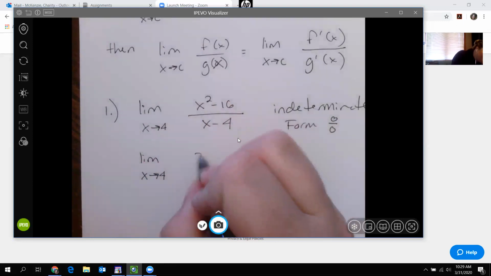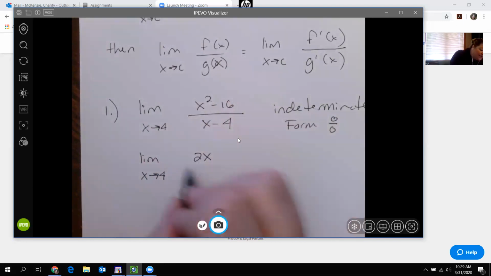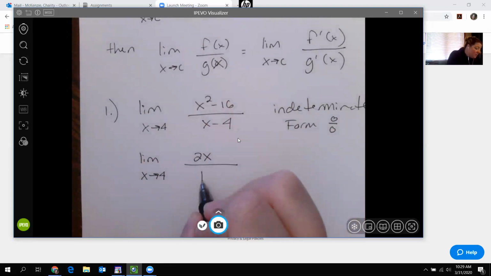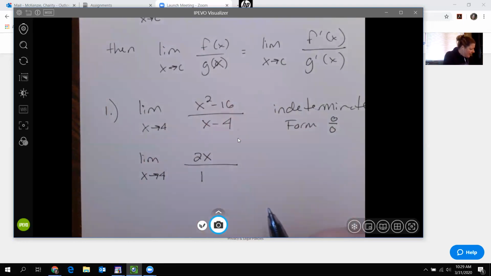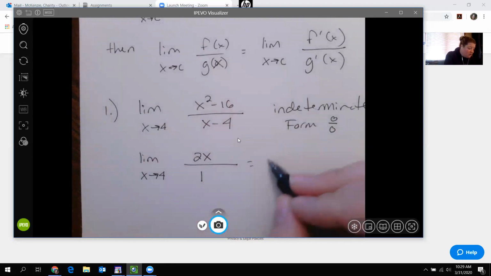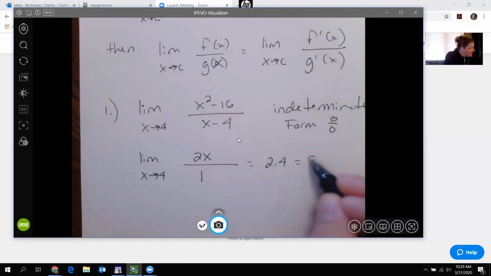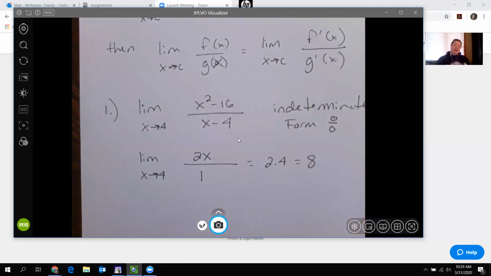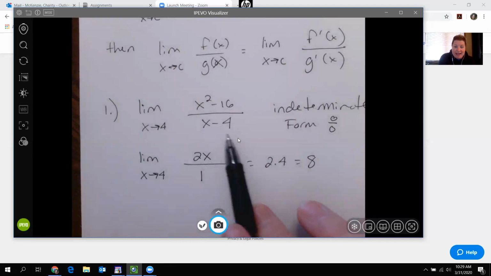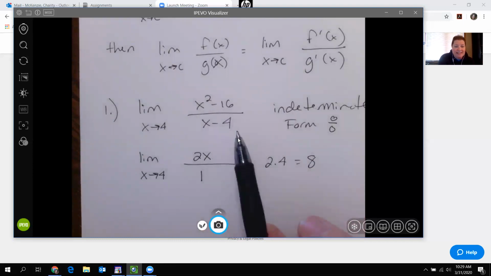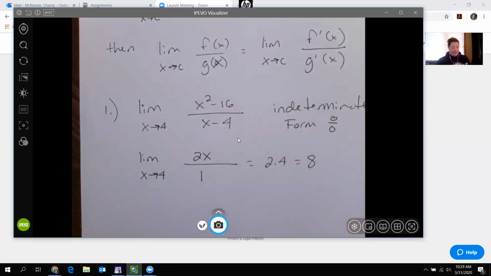On the top, we'd have 2x and the 16 would drop off. On the bottom, we would have 1. Then we could put that 4 in, which would be 2 times 4 over 1, which is just 8. If we factored this, it would be x plus 4 times x minus 4 on the top. The minuses would cancel, you'd put the 4 in, and you'd still get 8. So yes, we could still use that other method.